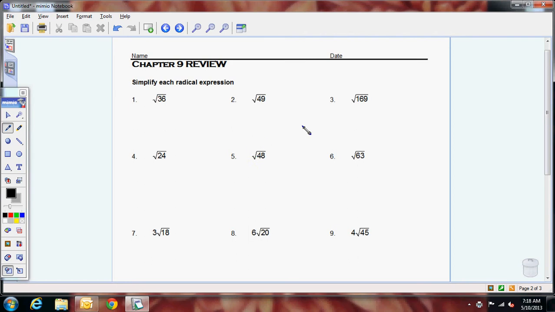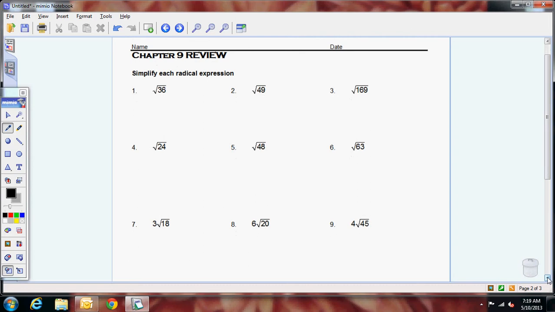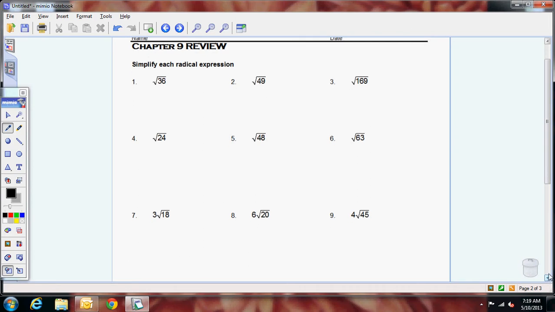Hey guys, so this is your Chapter 9 review, and it's crazy because this is your last test before your final exam, so you really want to do your best on it, and I know you guys will do great. So we're going to start off with just simplifying radicals. That's what this whole section is, and this is a big part of your test.